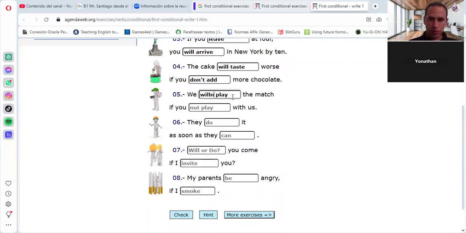We won't. Okay, but let's make it not. Then we can check it. We will not play the match if we... if you not play with us, remember present simple. To make a negative sentence in present simple, we use an auxiliary. If you don't play. Okay, that's better. Awesome.